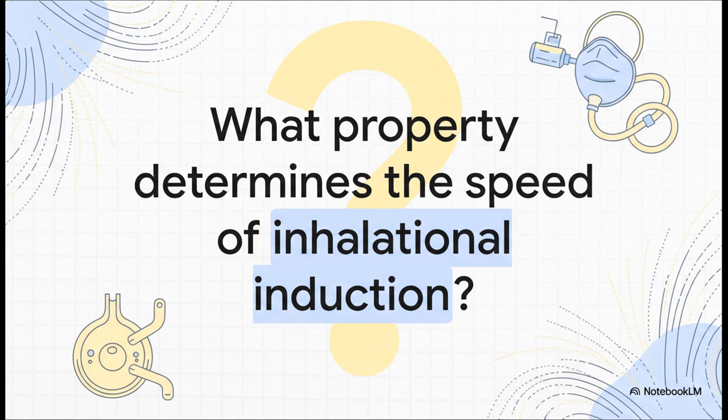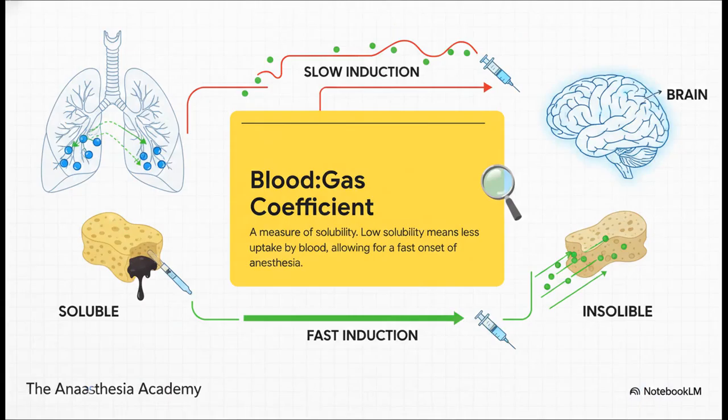I mean, is it how potent it is? Is it the vapor pressure, or is it something else entirely? And the answer is the blood gas partition coefficient. Now, this is one of those things in anesthesia that feels totally backwards at first. For a fast induction, you actually want a gas that is insoluble in blood.